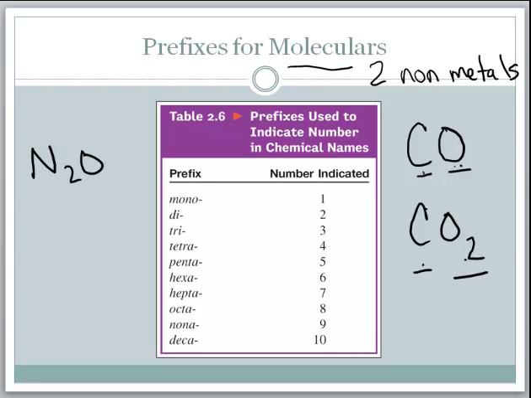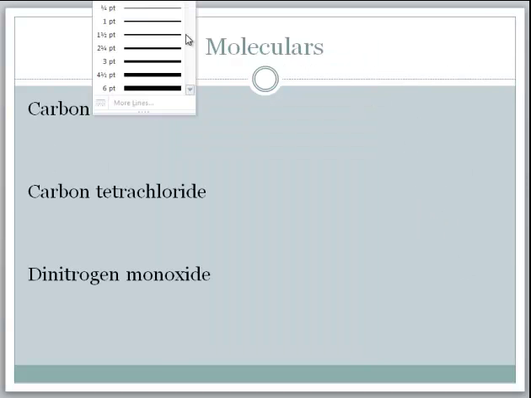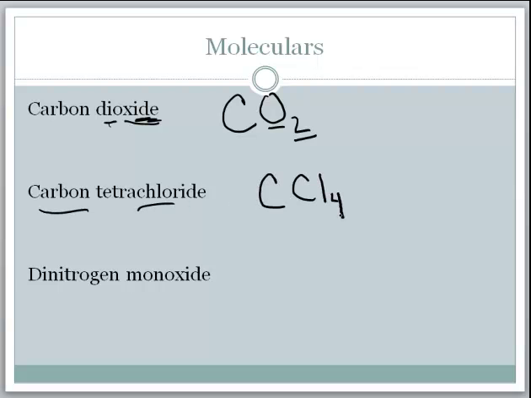dinitrogen monoxide. Okay, so let's do a couple of examples with that technique. Carbon dioxide, well, we just said there's 2 oxygens, so now remember, the prefix always goes before the compound. So dioxide means 2 oxygens. And also take notice, moleculars end in IDE. Carbon tetrachloride, tetra is 4. Dinitrogen monoxide.